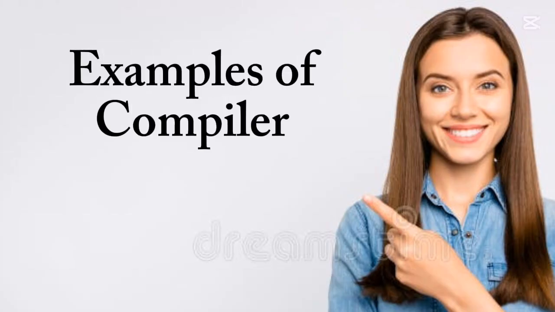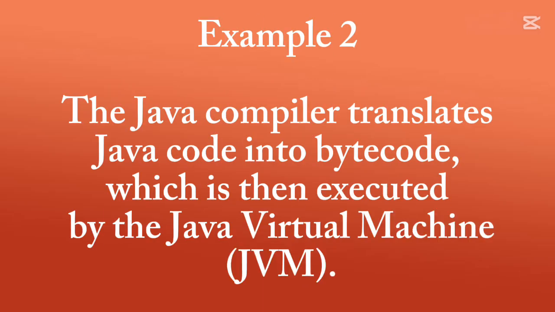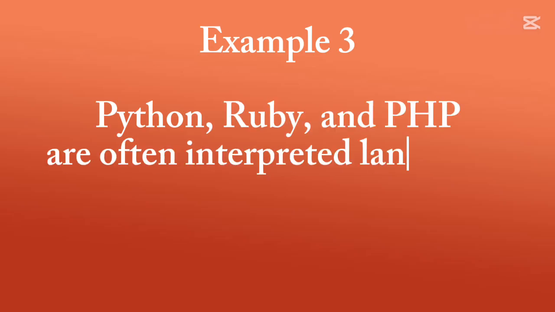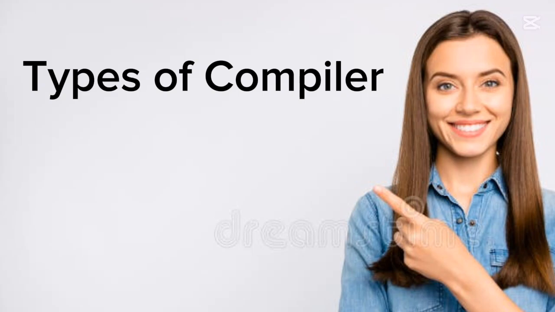Let's discuss the examples of compiler. Example 1. C, C++, and Java compilers translate high-level code into machine code that can be executed directly by the computer's processor. Example 2. The Java compiler translates Java code into bytecode, which is then executed by the Java Virtual Machine (JVM). Example 3. Python, Ruby, and PHP are often interpreted languages, but some implementations also use compilers to generate bytecode. Let's discuss types of compiler.